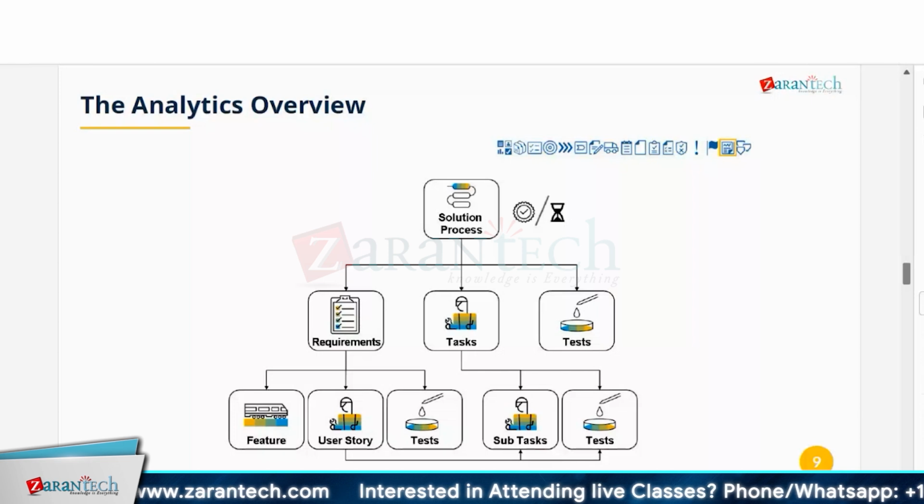From there you can drill down: how many requirements are there for this solution process? And for these requirements, there could be multiple requirements for a particular solution process. What are the features, user stories, tests? So you can see, for my solution process, my business process, what are the tests, the test cases or test plan? What is the status, or user story or feature?